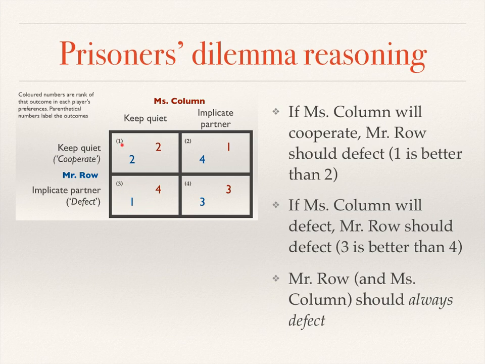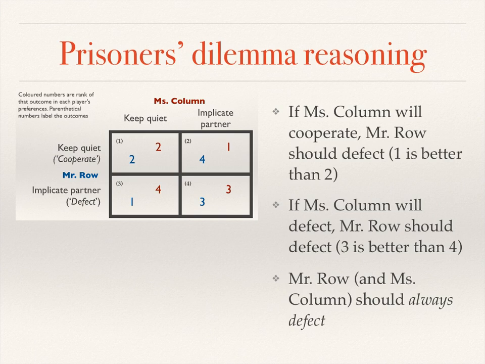In cell number 1, I get 2 years in jail. I think I will take this choice, right? So if Mrs. Collum is going to keep quiet, I should implicate her. I should defect. All right, so now I know what to do if I think Ms. Collum is going to keep quiet. Well, what if I think she's not going to keep quiet, if she's going to implicate me, if she's going to defect? Now I'm facing a choice between cell 2 and cell 4. In cell 2, I get 4 years in jail. In cell 4, I just get 3 years in jail. I'm going to pick that one, right?